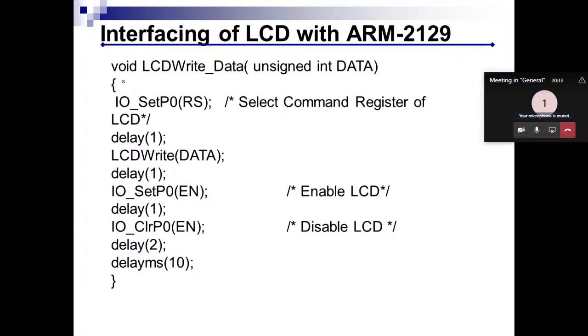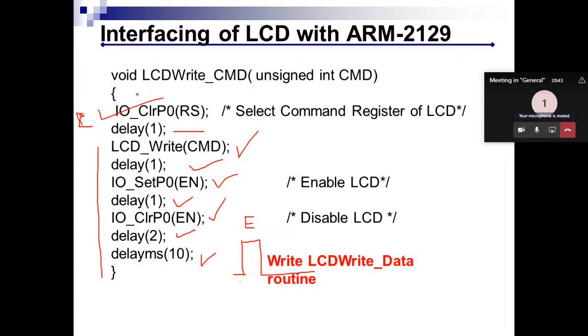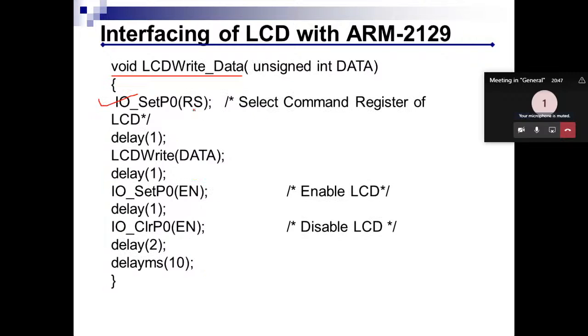As you can see in this LCD write underscore data routine, we set the RS instead of clearing the RS. In the previous routine it was clear P0, and now in this routine it is set P0, and all other things are the same. Here I have made some mistake. This is wrong. We are basically selecting the data register, not the command register of the LCD, with the help of this command. Okay.